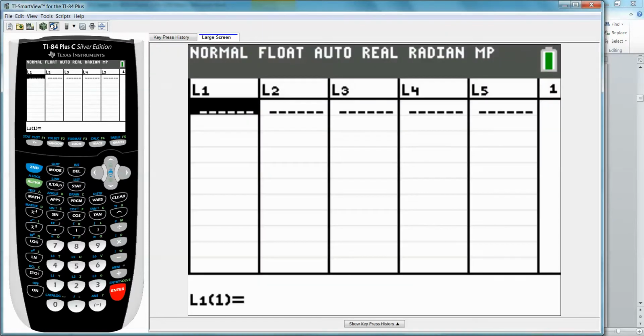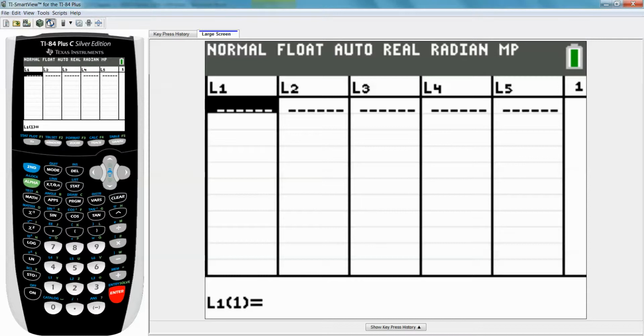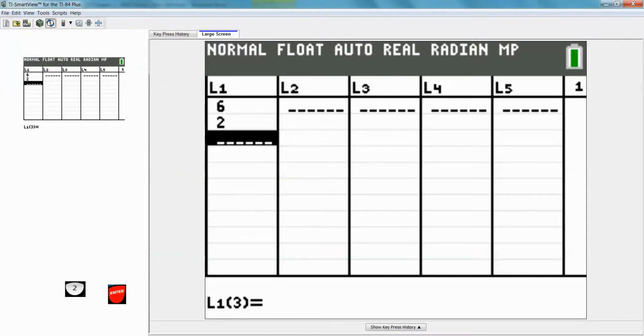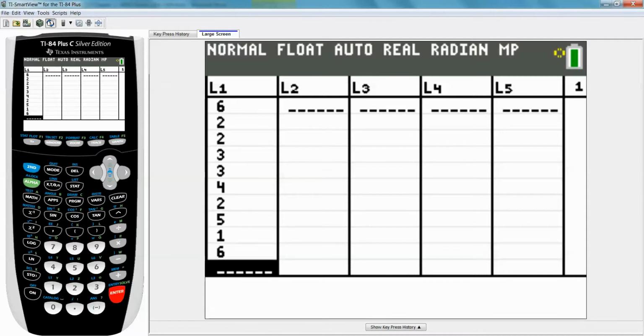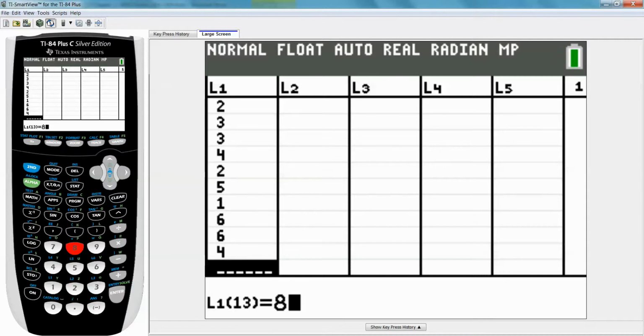Okay. And then I'm going to type in the numbers. So if you want to pause me and go look at the numbers, you can. Oh, I don't know why that happened. Hold on. There, my computer was possessed for a second. All right. Then 2, 3, 3, 4, 2, 5, 1. I think I got all that.